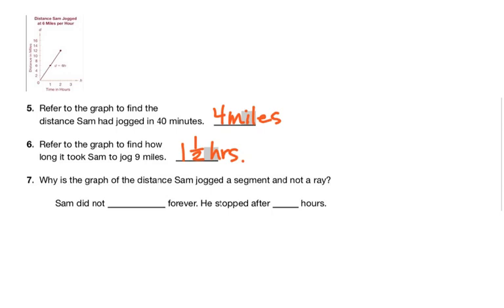And then our last question, why is the graph of the distance Sam jogged a segment and not a ray? Sam did not jog forever. He stopped after what hours?